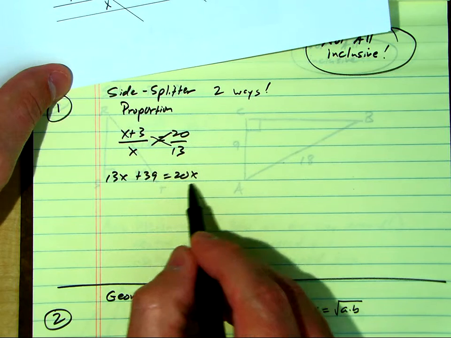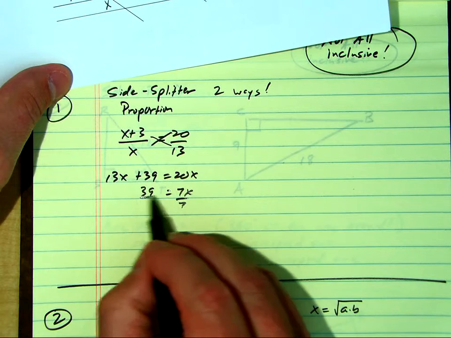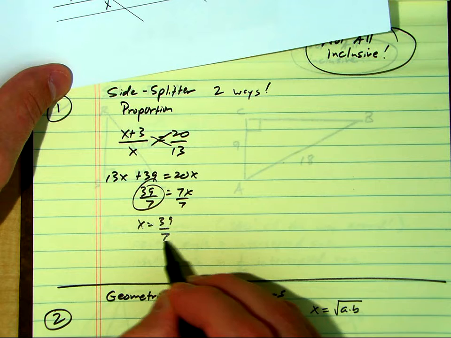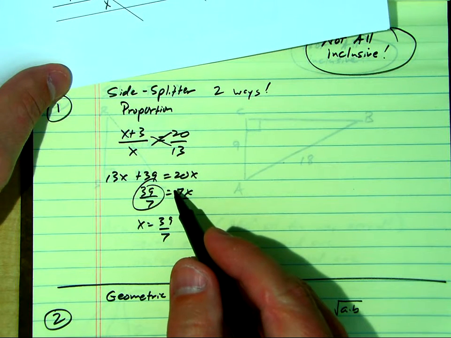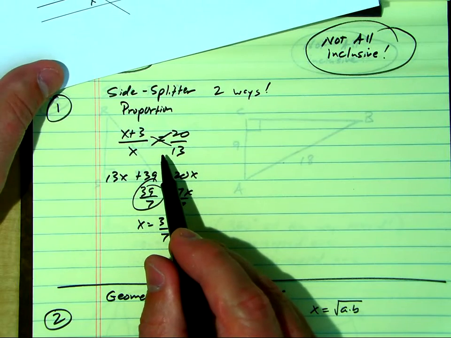Let's see, subtract 13x to over here. That gets me 7x equals 39. And then whatever that decimal is, you could leave it as 39 over 7 or use a calculator to figure out that answer. Pretty straightforward, yeah? You've got to remember side splitter, and remember how to set up a proportion and solve.